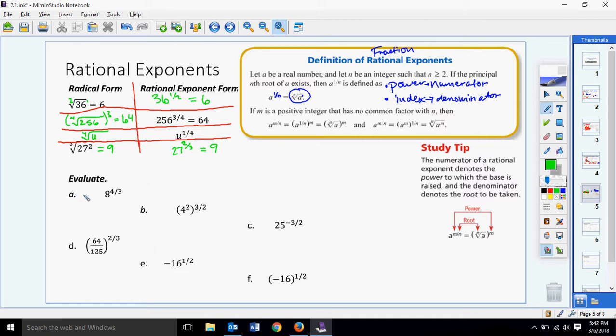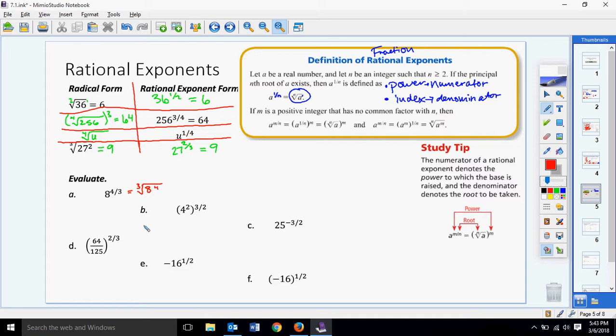Okay, evaluating. So we have A, B, C, D, E, F problems that we need to do here. 8 to the 4/3. There's a couple different ways. Now when I look at this, I see a lot of different ways to solve this. One way to think about it is doing what we just did. Taking our rational exponent and writing it as an index and a power. So my denominator, 3, means I'm taking the cube root of 8 to the 4th power.